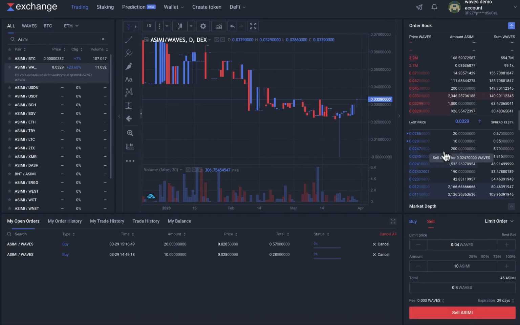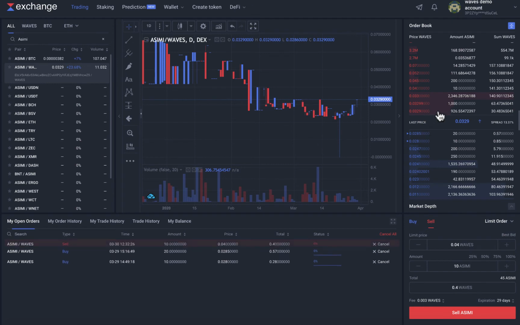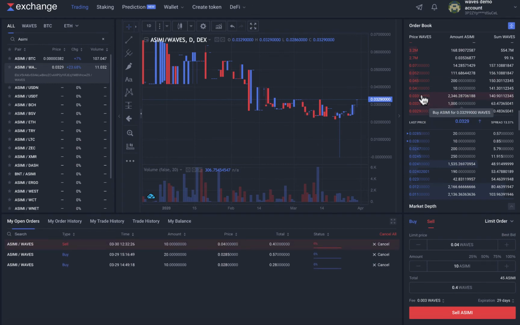Because that order is not at the market price, it means it won't sell automatically, but it will go into the order book right here. You can see 0.04, 10 Asimi tokens. That's my order that I've just placed right now. And you can see it's also added to my open orders.